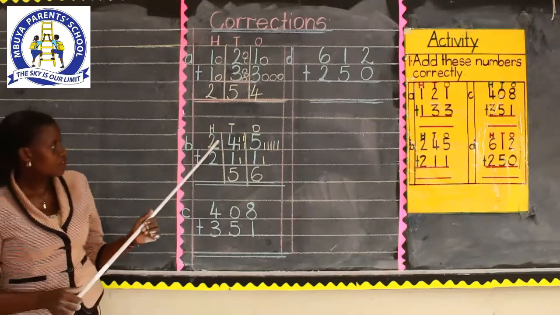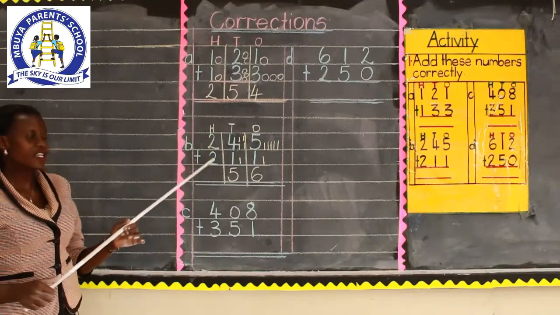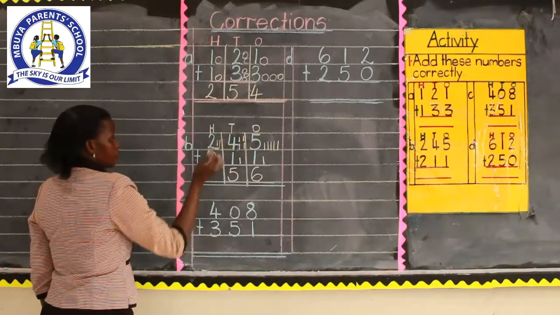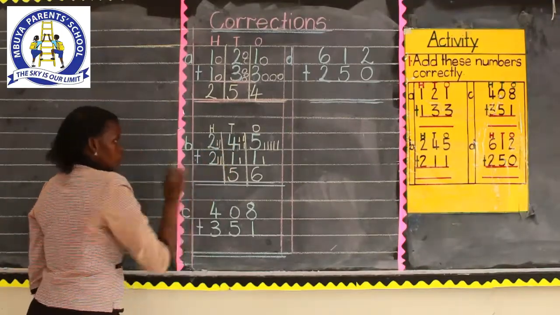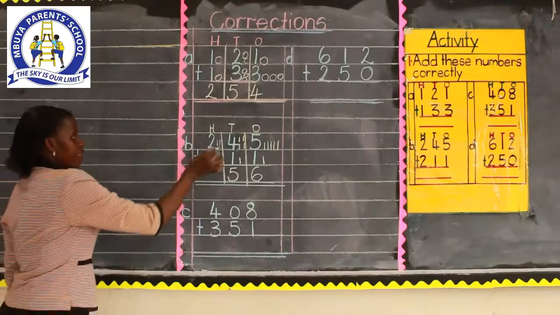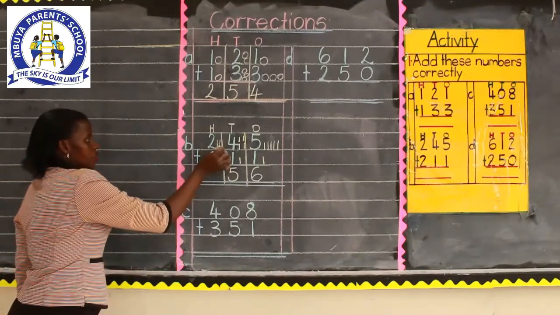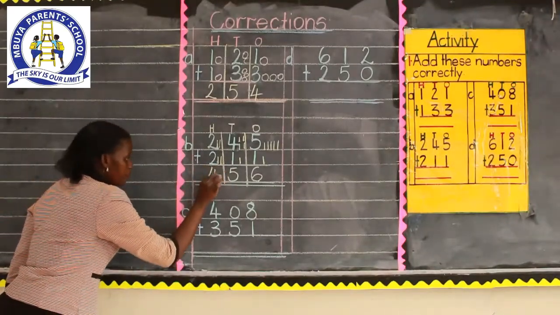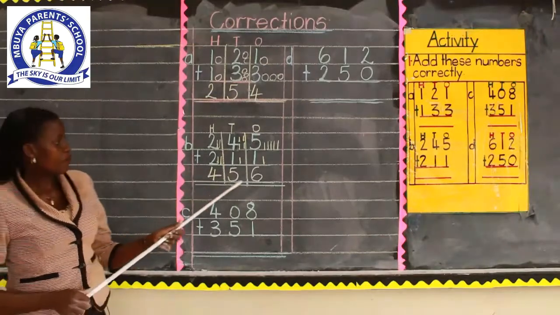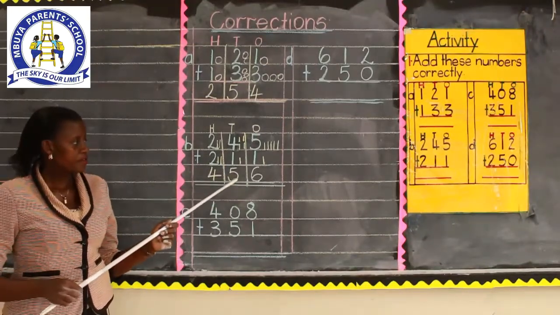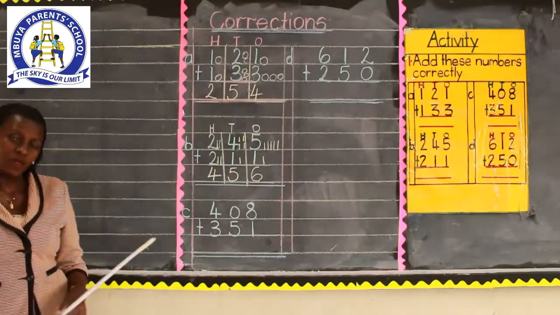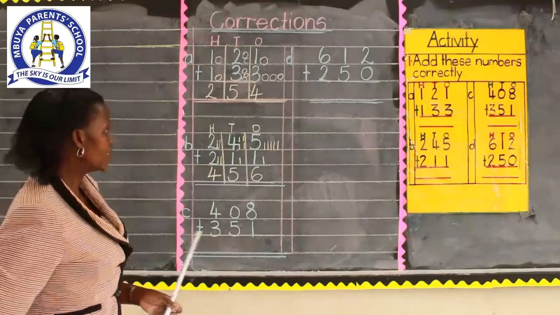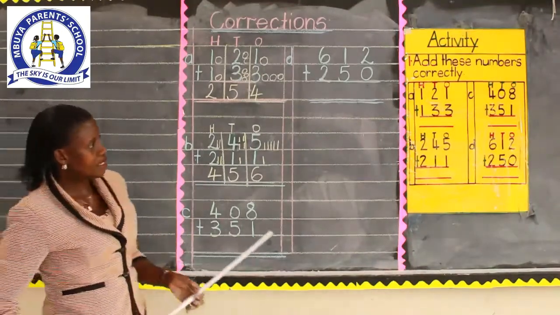Okay, let's go to the next figures. 2 plus 2. We also draw sticks. 1, 2. Plus 1, 2. Then we count all the sticks together. Let's count them. 1, 2, 3, 4. So under hundreds, we have number 4. So this figure, we read it as 456. That one is our answer. Did you get the same answer? Good.